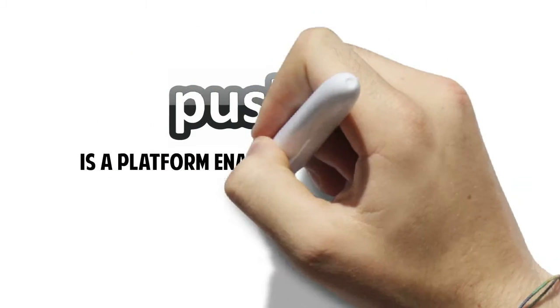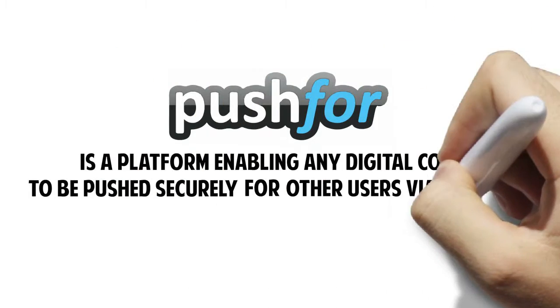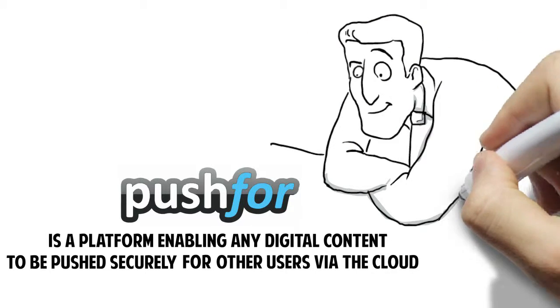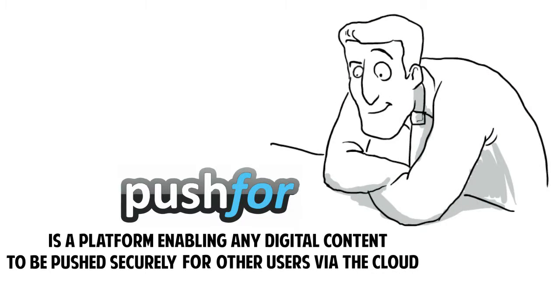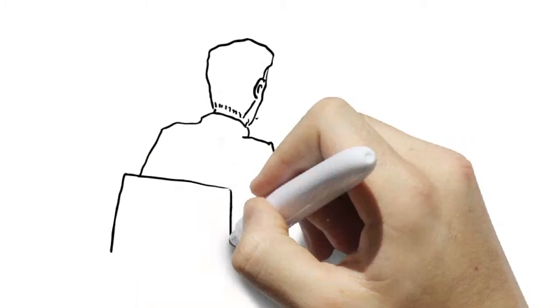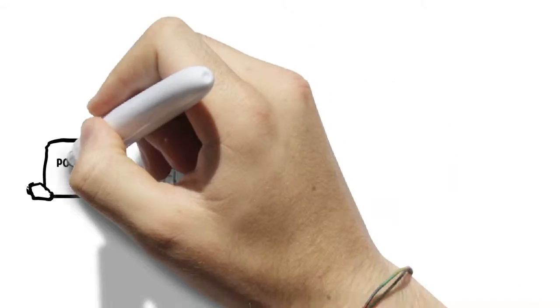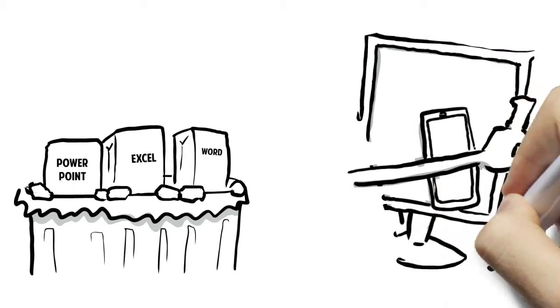Bob discovers Pushfor, which is a platform enabling any digital content to be pushed securely for other users via the cloud. He creates an account and uploads his content. And it's automatically converted so it can be viewed anywhere without requiring the original software.